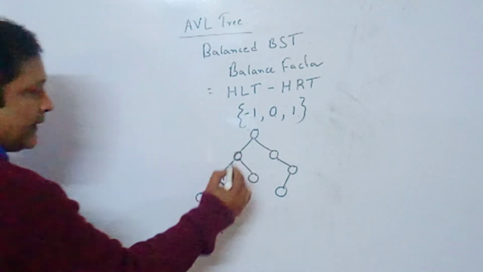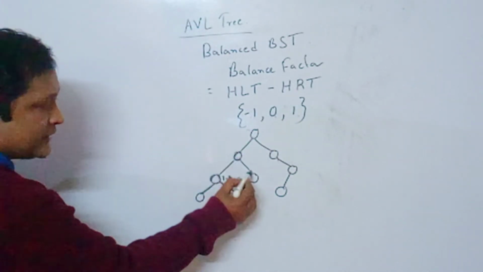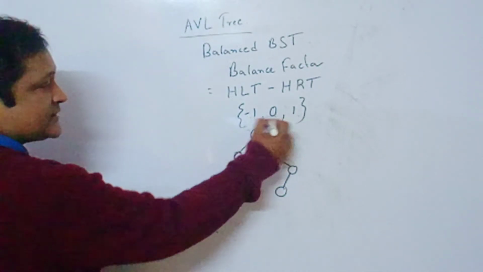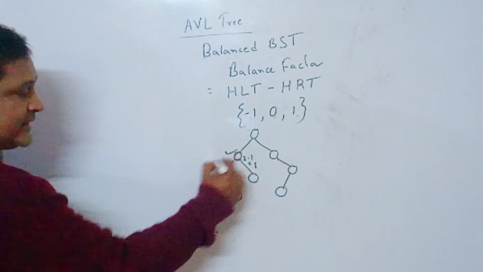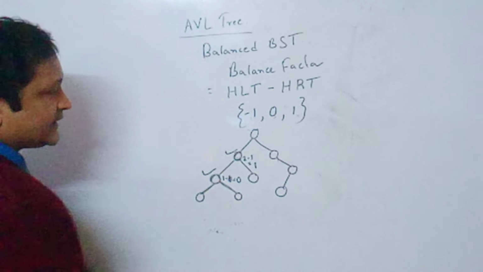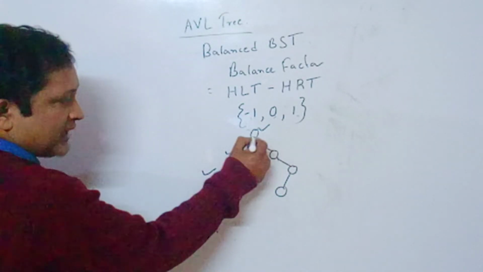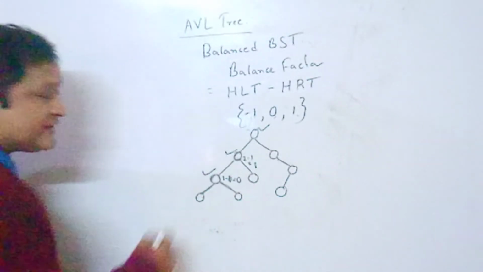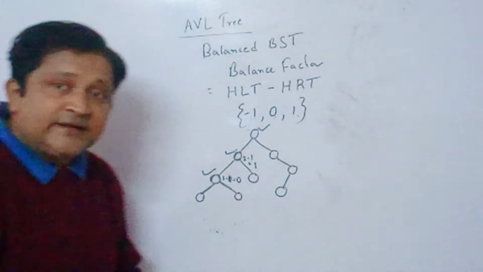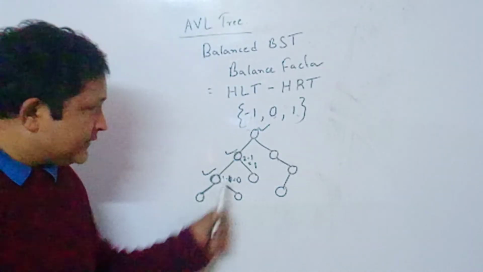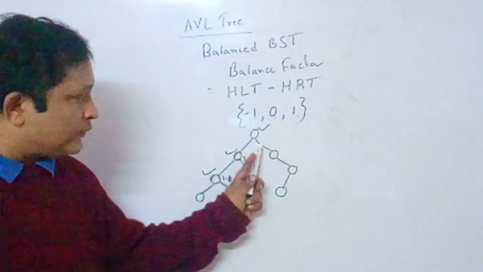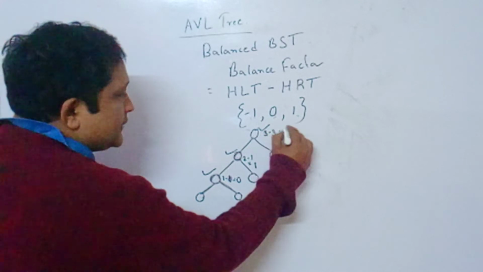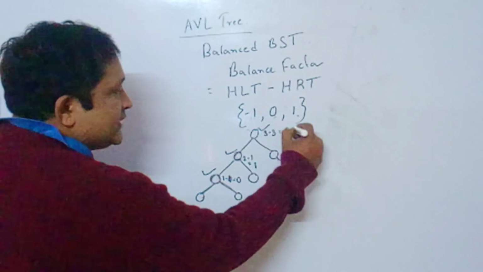For this particular node, the height of the left subtree is 2, the height of the right subtree is only 1. So the balance factor is 2 minus 1 equal to 1. 1 falls under this range. So this is also balanced. And here the height of the left subtree is 1, 2, 3. 3 is the minimum number of edges to reach this level. 3 is the height of the left subtree, and 1, 2, 3, 3 is the height of the right subtree. So the balance factor is 3 minus 3 equal to 0. So it falls under this range. So it is also balanced.